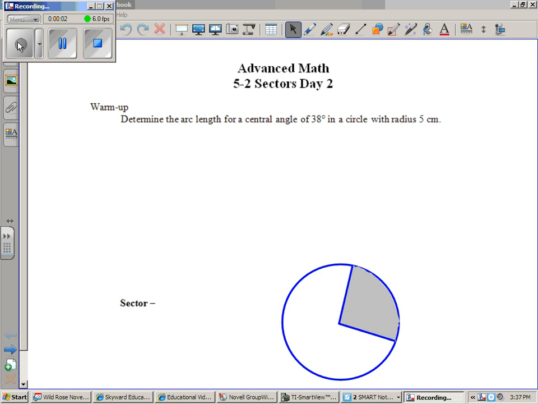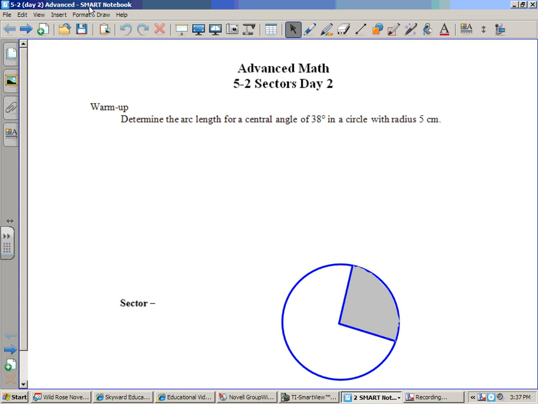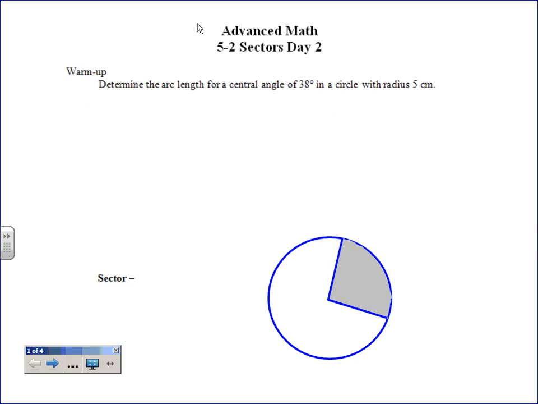Okay, recording for 5-2, day 2 in advanced math. These notes will go kind of quick because I do not have a whole lot of time to make them. So please feel free to pause the recording at any time that you need to. Take some time right now to do the warm-up, and then please pause it so that you have plenty of time to do that, and then continue playing it once you have it completed.